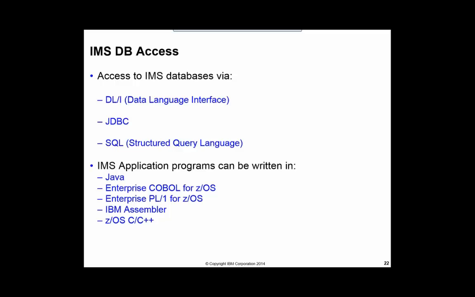In addition, a couple of versions back, we started giving our customers the ability to access IMS data via JDBC calls. JDBC is basically SQL calls from a Java environment. And of course, you can issue SQL calls to access IMS data. So you know, there are several different ways that you can access IMS data. You can use DLI, you can use JDBC, you can use SQL. And I believe IMS is the only non-relational database that you can access using SQL. The IMS application programs can be written in Java. They can be written in Enterprise COBOL for z/OS or PL/I for z/OS, or the IBM mainframe assembler language, or C or C++.